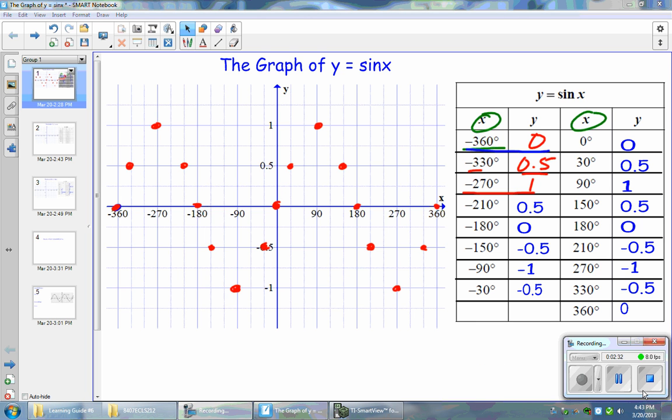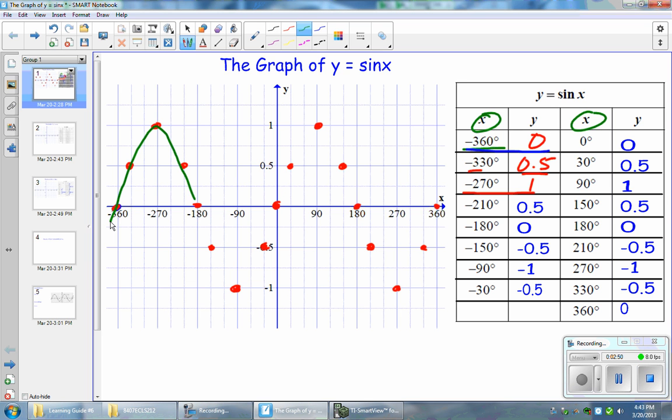All right, so I went ahead and plotted all those points, and so you should get something that looks like this. Now your last step is to, of course, go ahead and connect all those points. So if we start from the negative side here, our graph is going to start right here. Okay, it's going to rise up, come down. Okay, then it's going to start to rise up again. Okay, then it's going to go down.